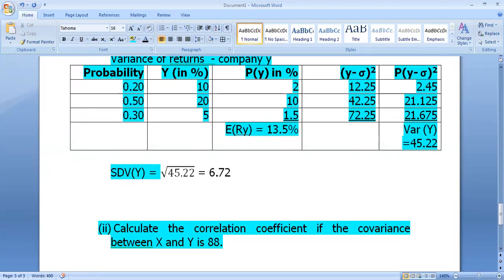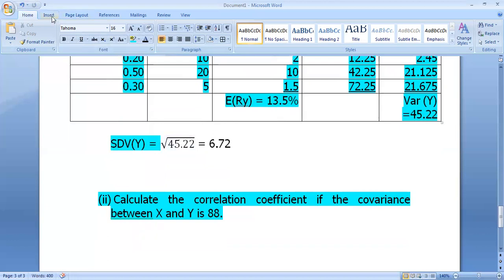If the covariance is positive, it means that the two variables move in the same direction. And if it's negative, it means that the two variables move in an inverse direction. And of course, if the covariance is positive, then your correlation coefficient is positive. How would we calculate the correlation coefficient if the covariance between X and Y is 88?